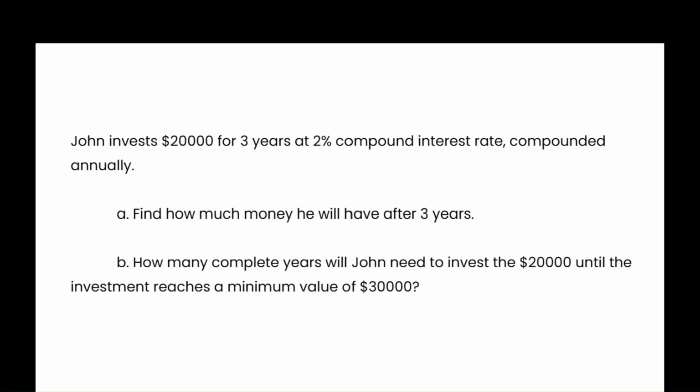So let's do an example question. John invests $20,000 for 3 years at 2% compound interest rate, which is compounded annually. Find how much money he will have after 3 years, and how many complete years will John need to invest the $20,000 until the investment reaches a minimum value of $30,000. You can solve both questions yourself. I will go through them in 5, 4, 3, 2, 1.